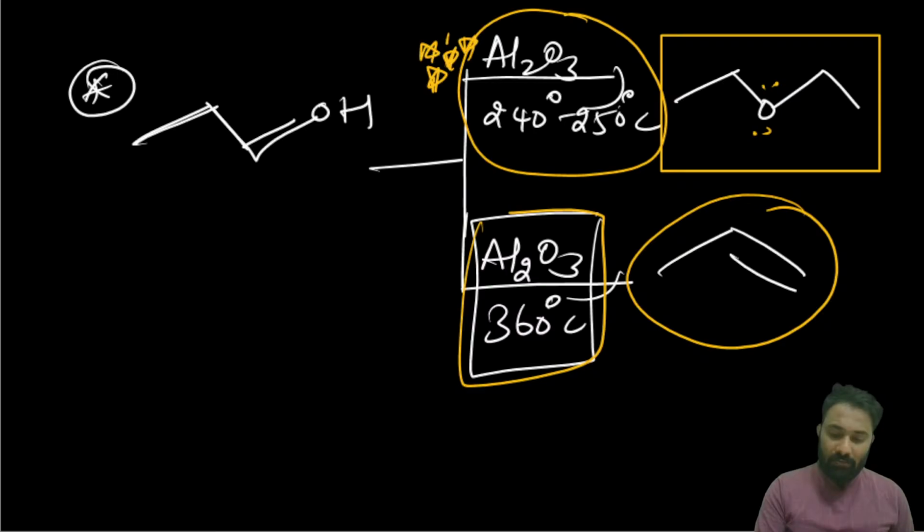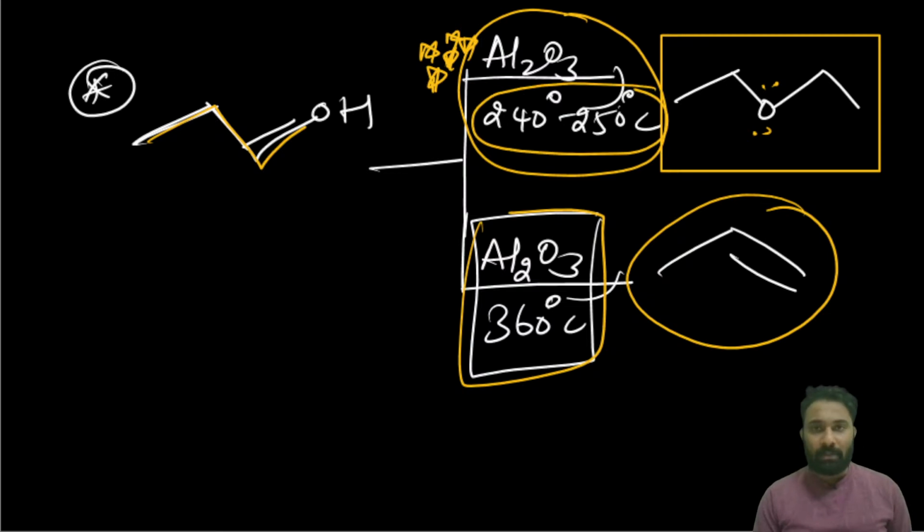You have to be very careful with the alcohol. Whenever they have given Al2O3, sometimes they may confuse you with this type of reagents. Temperature will play a very crucial role at that time. Sometimes they will give the temperature in degrees Celsius, sometimes in Kelvin. Most of the cases they will give it in Kelvin only. So you have to be very careful.